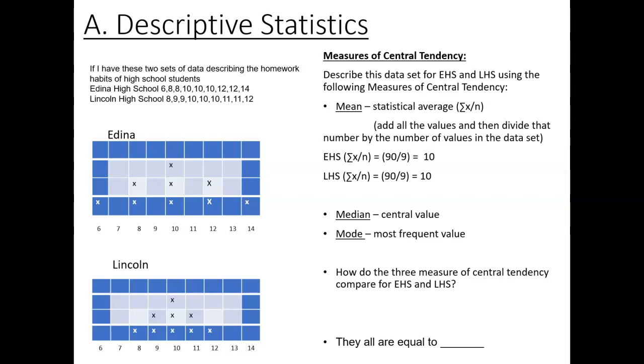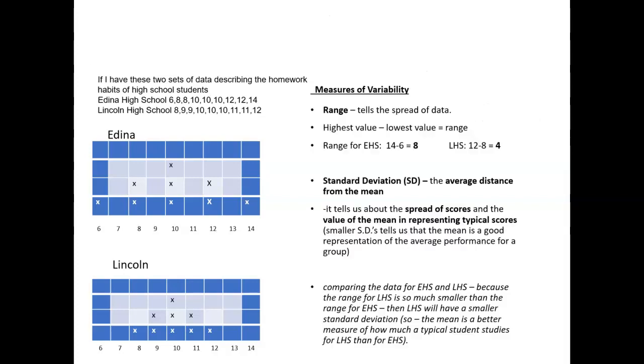So there are some practice questions that you can look at in your Unit 1 folder, but how do the three measures of central tendency compare for EHS and LHS? Well, they're all equal to 10. So the average, whether it's measured as mean, median, or mode, is going to be 10 for both data sets.